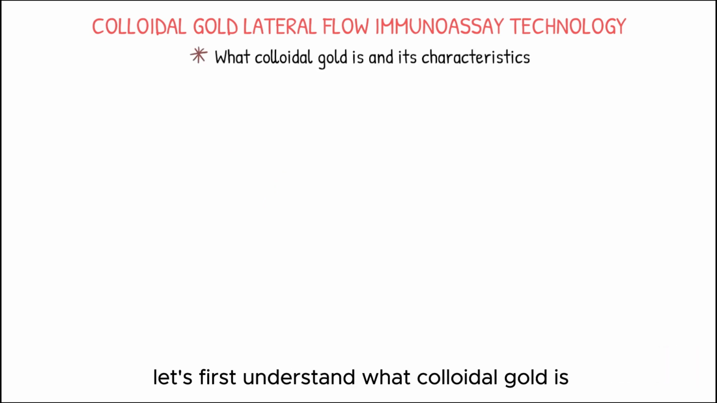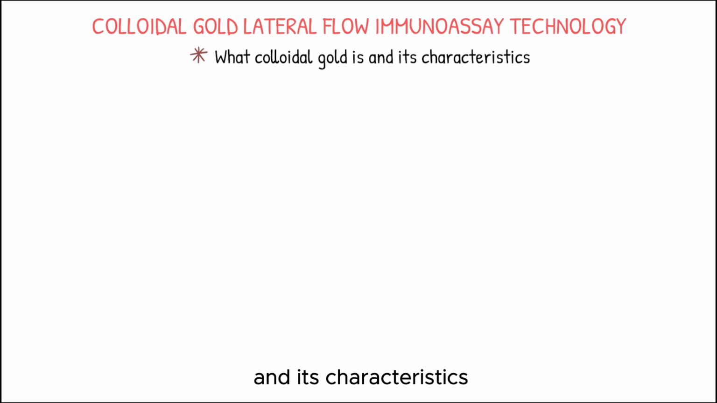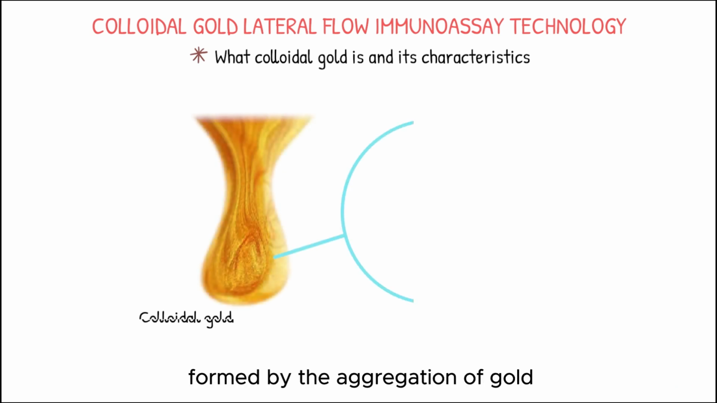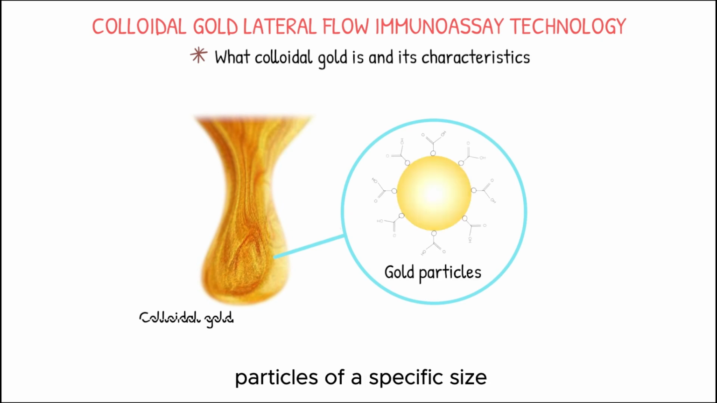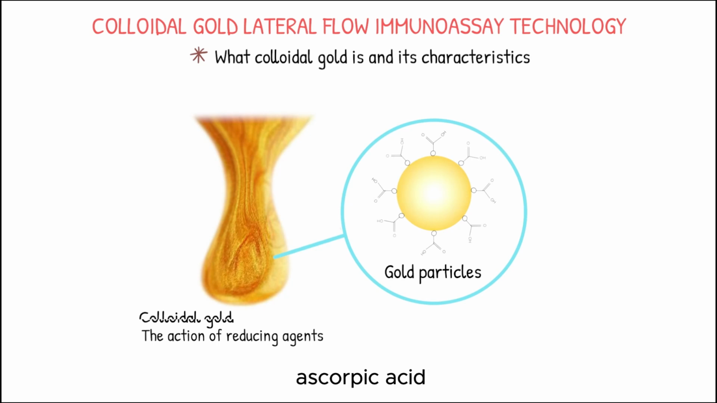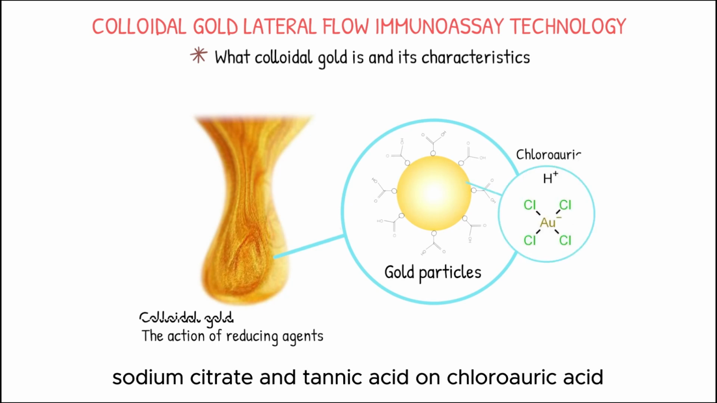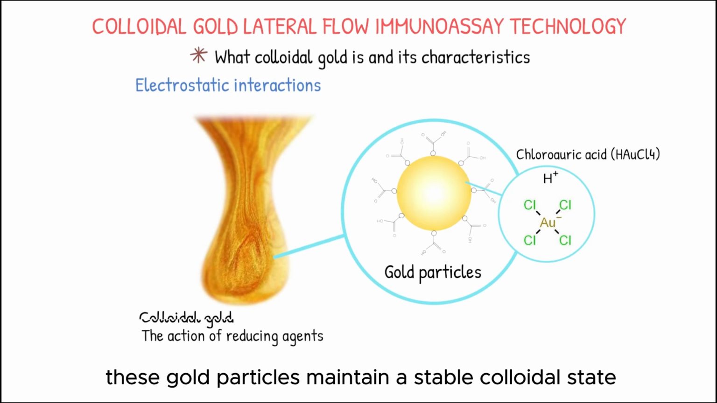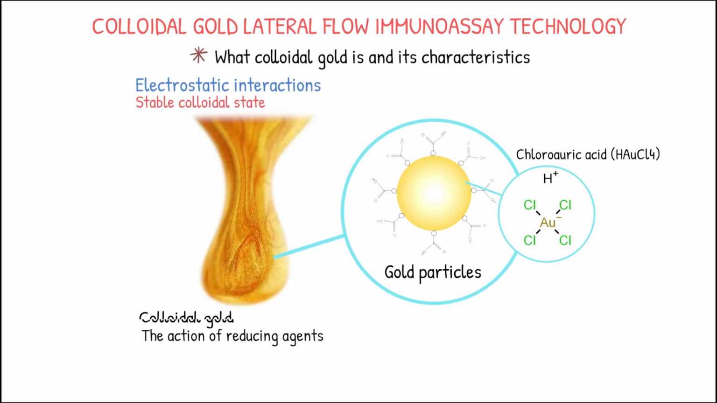Let's first understand what colloidal gold is and its characteristics. Colloidal gold is a stable colloid formed by the aggregation of gold particles of a specific size, produced by the action of reducing agents such as citrate, ascorbic acid, sodium citrate, and tannic acid on chloroauric acid. Due to electrostatic interactions, these gold particles maintain a stable colloidal state.